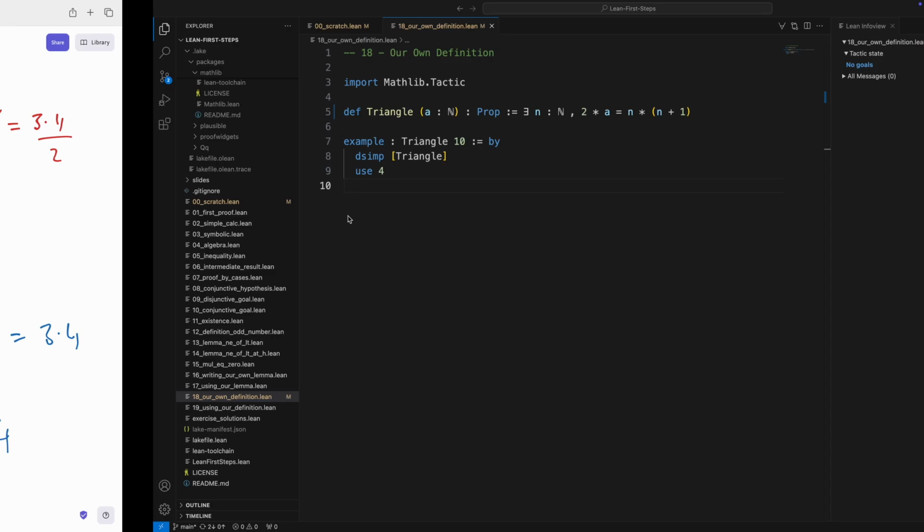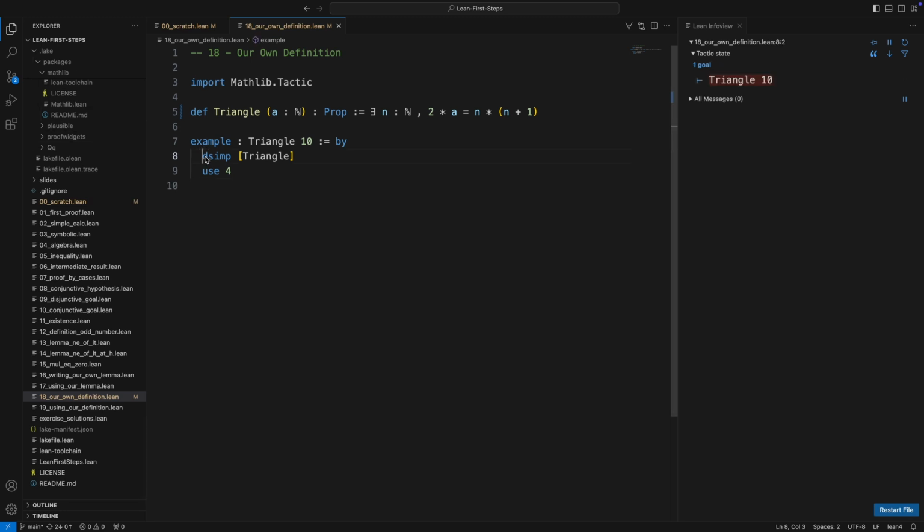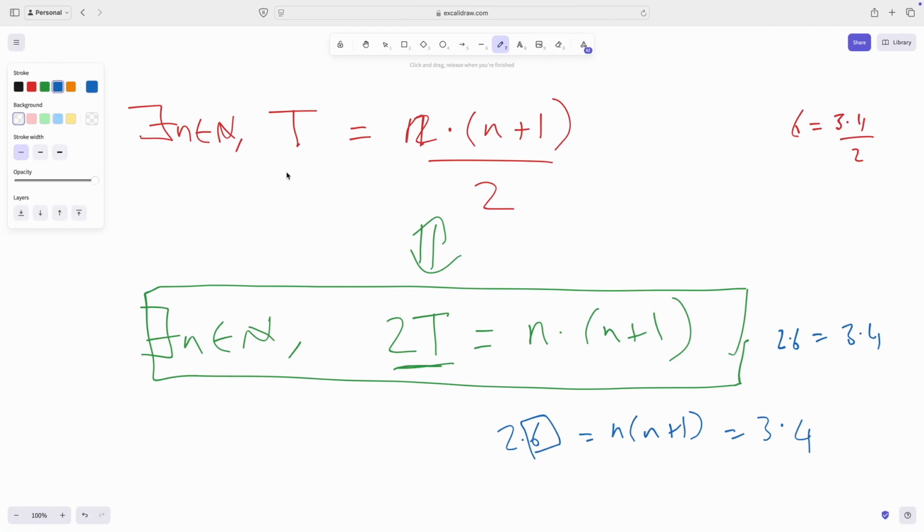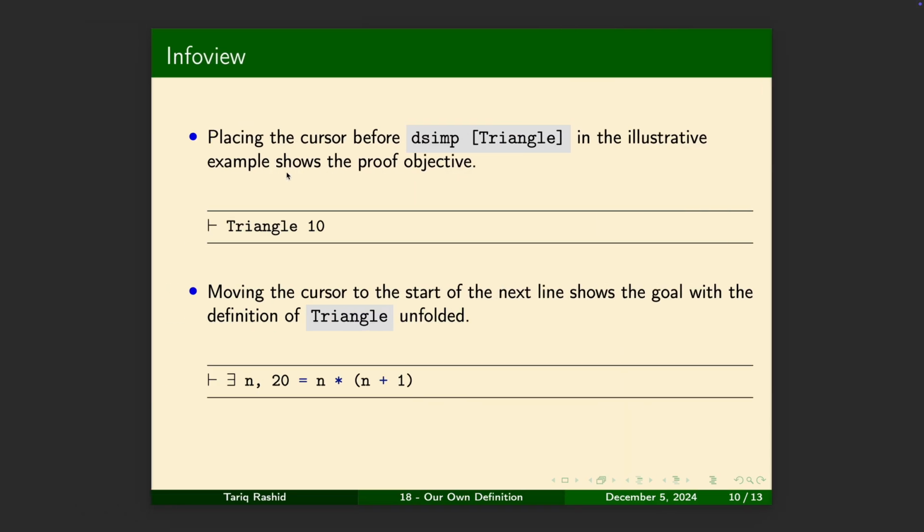So just here, before dsimp, the goal is written in the form triangle 10. And by using dsimp, we can unfold that into its definition, into the detail of the definition. That can be useful sometimes. It's not actually necessary, the proof still works without it, but it can be helpful to understand, well, what are you trying to actually prove? So all of that is just revision.